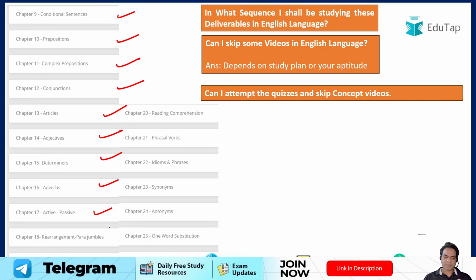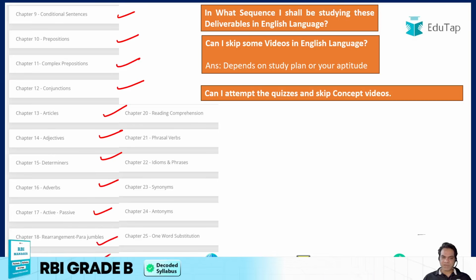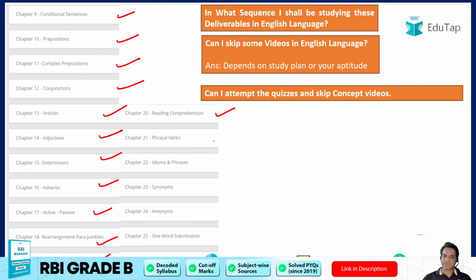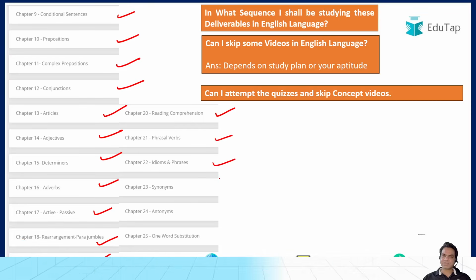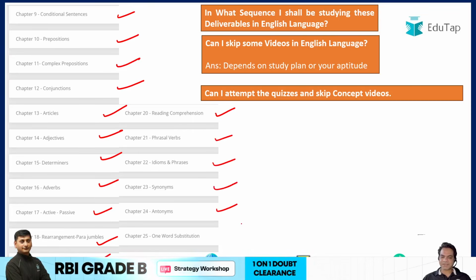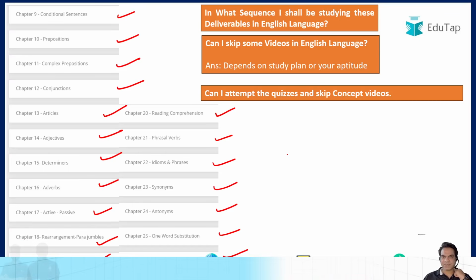based on your grammar. Then you have your reading rearrangement and parajumbles. You have your close test. You have your reading comprehension. Then in the vocabulary part, you have your phrasal verbs, idioms and phrases, synonyms, antonyms, one word substitution, and some miscellaneous type of questions. So there are basically 25, 26 chapters to cover in English language.